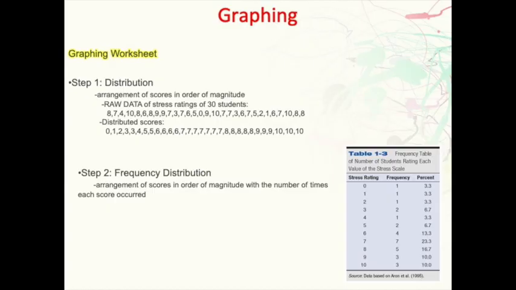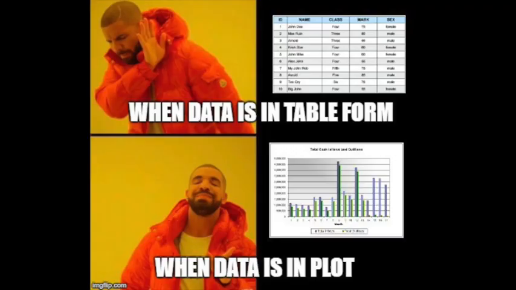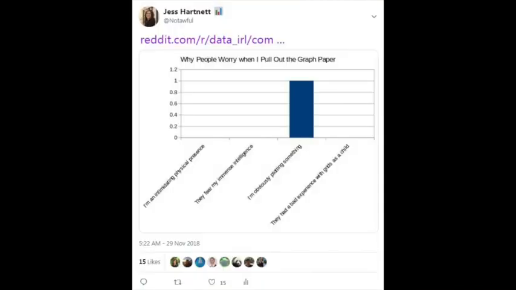So graphing is a really good way to demonstrate our descriptive statistics. If we can represent our data with graphs, it makes it more palatable for people. It's easier for them to understand. And so graphs are a really great way to communicate our findings. And so for graphing, there is an order in which you should move through steps to make a graph correctly. And so the first step is to make a distribution.